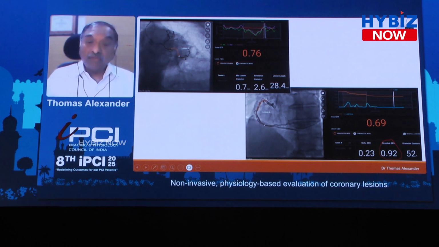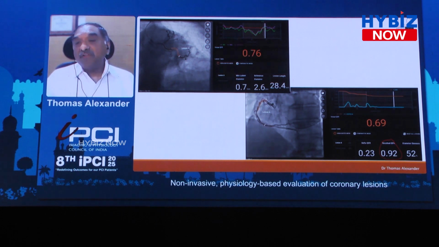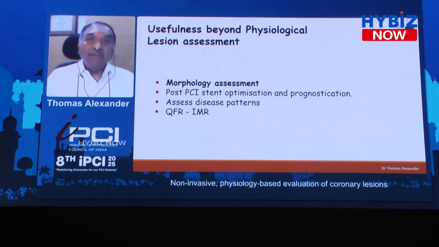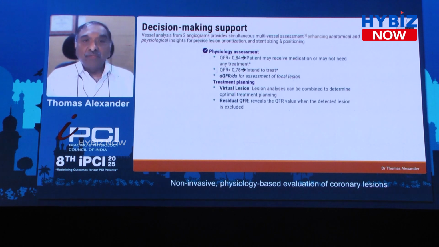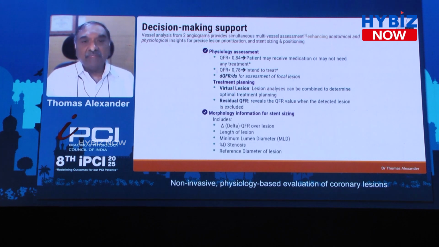It's also important to remember that if you do not get 0.92, there's obviously some problem in terms of the stent being fully open or not, and I'll show you that in another slide. But the usefulness of QFR goes beyond physiology. It's useful for morphological assessment. As I showed you, this is the physiological assessment, and you can plan to treat a lesion after doing that. Morphologically, it will tell you the length of the lesion, the minimum lumen diameter, the percentage stenosis, and the reference diameter, so that you can choose the correct size of the stent.